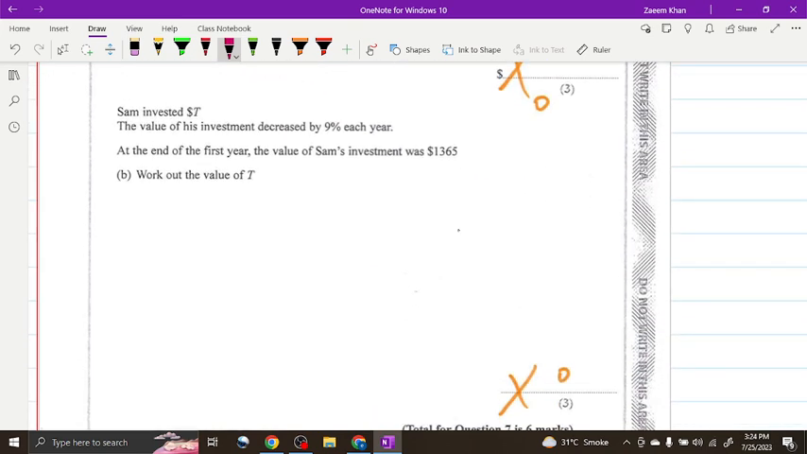What are we supposed to do in this question? Sam is investing some certain amount of money, but instead of it increasing, his investment is decreasing by 9% each year. At the end of the first year, just the first year, the value of Sam's investment was 1365. That's after decreasing. How much was it originally? Take a minute, think about it.